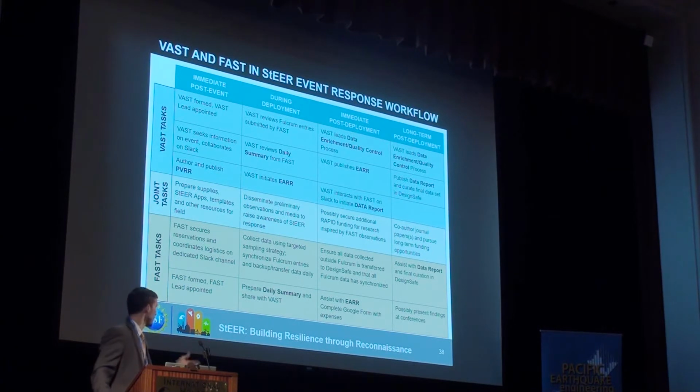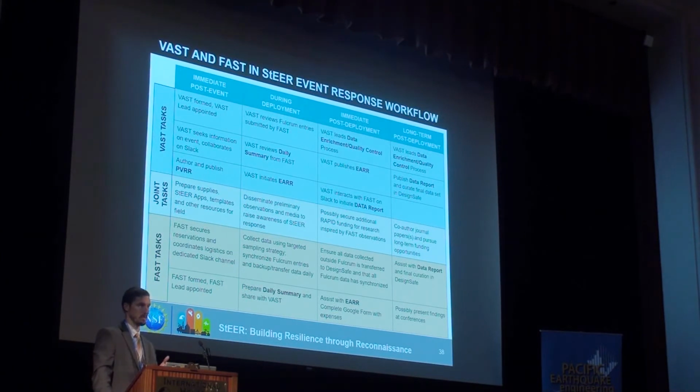So for example, pre-event, in the far left, the VAST may be working on, you initially form the VAST and you appoint a lead, and then they're seeking all this information, everyone's collaborating on Slack, and then you're authoring and publishing the PVRR. At the same time, the FAST, if we are initiating a FAST deployment, are beginning to secure reservations and coordinate logistics, all of that still through Slack, the common hub where we're sharing all this information.